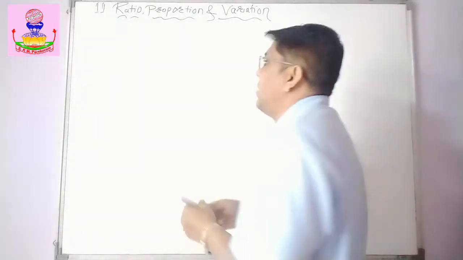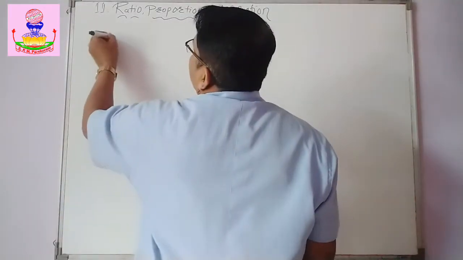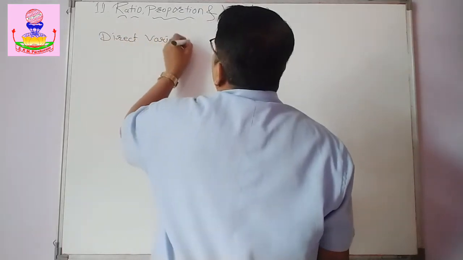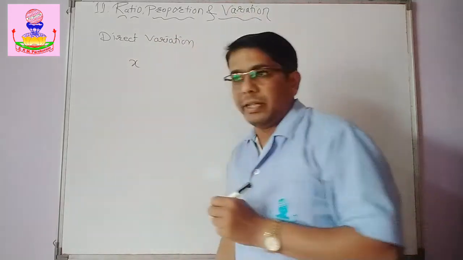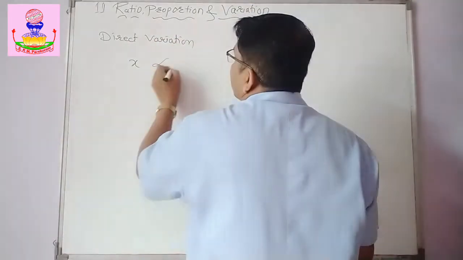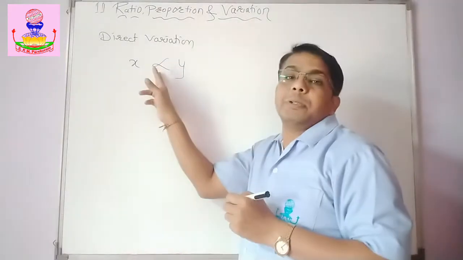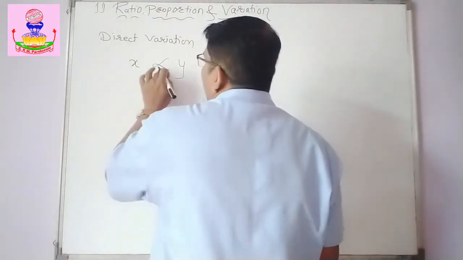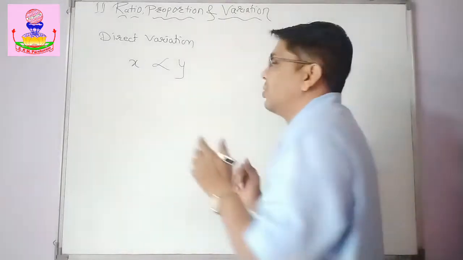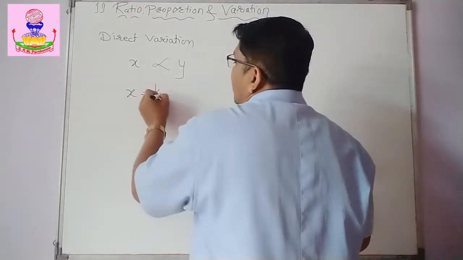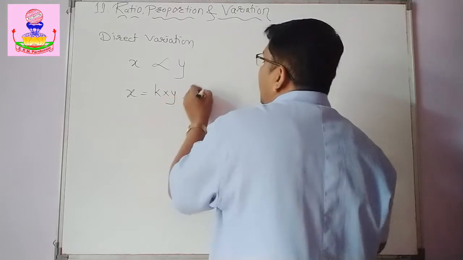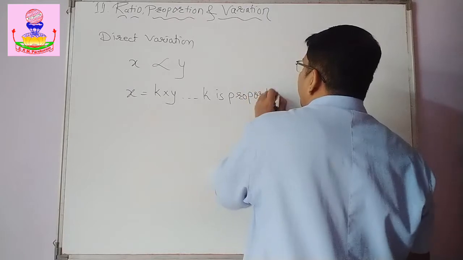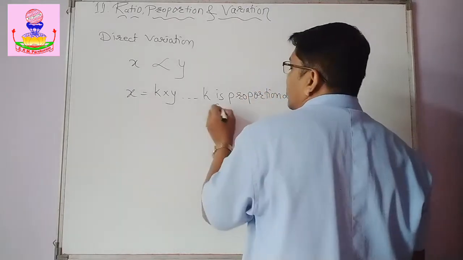Now we can put this in an expression. Suppose x and y, for direct variation we can get this expression. Suppose x and y are the two quantities which are directly proportional to each other. So how do we show that? In this way. This is called the proportionality sign. So x is directly proportional to y. If I want to remove this sign, I will use a constant. So x is equal to k into y, where k is the proportionality constant.